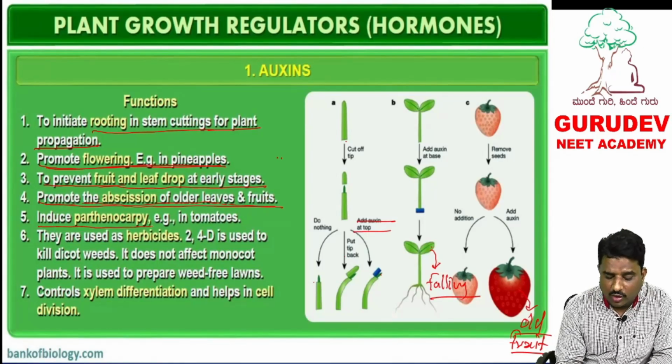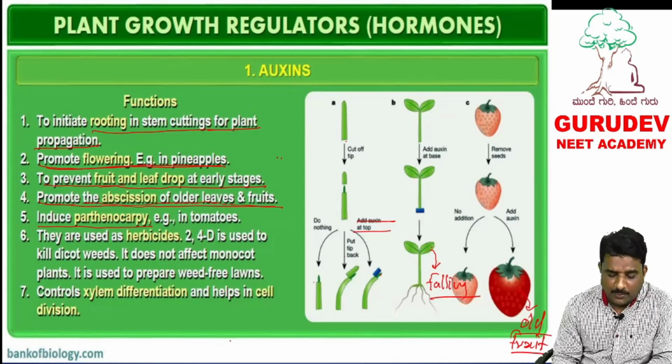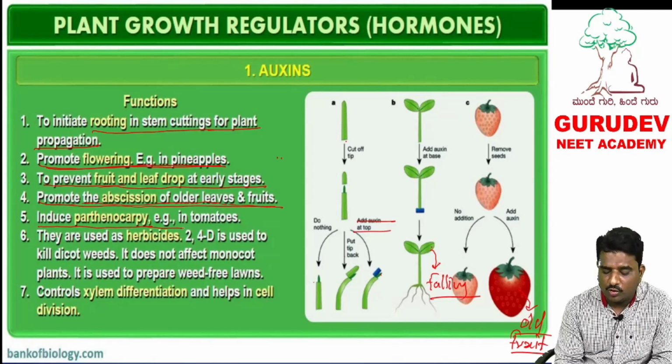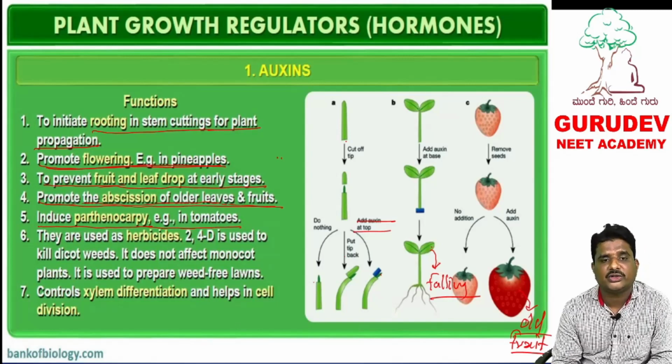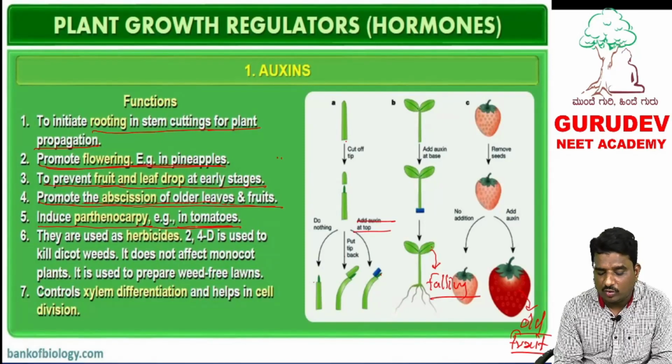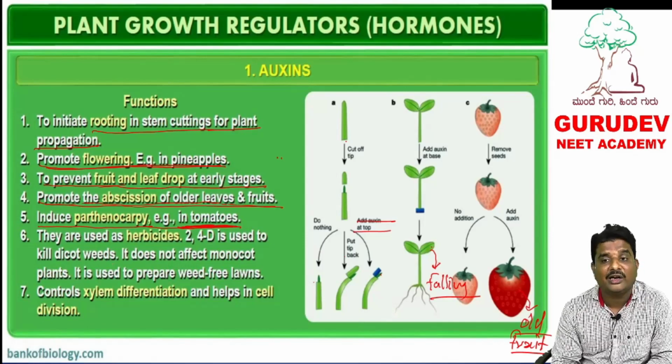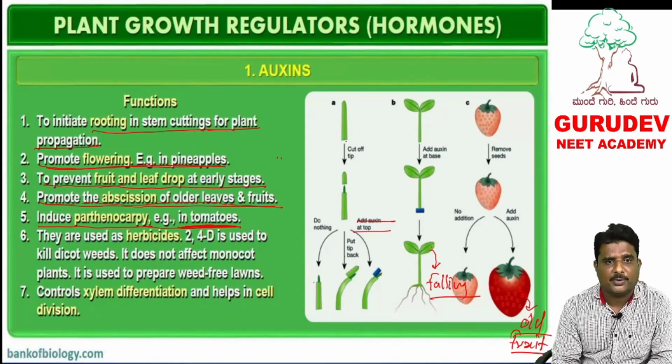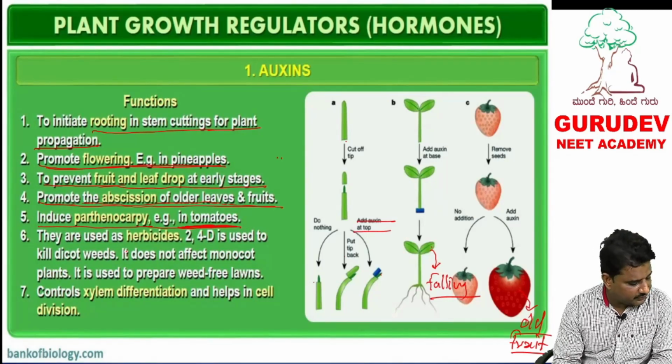Induce parthenocarpy. What is parthenocarpy? That is fruit formation without fertilization. In tomato, it will induce parthenocarpic tomato formation. We can call it artificial parthenocarpy. Seedless tomato formation takes place.